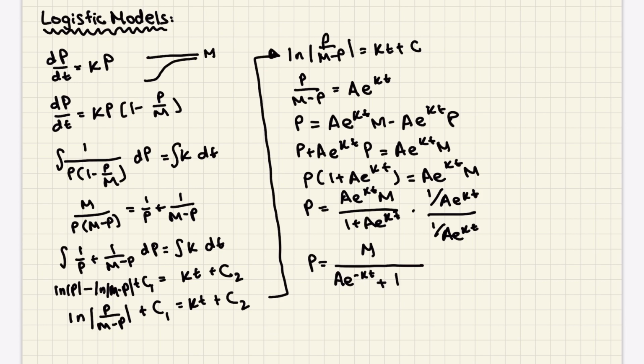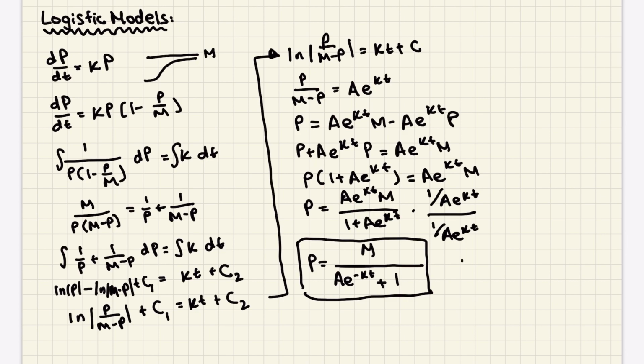And so that is going to be our equation. P equals m over a e to the power of negative kt plus 1, or you can switch the order in the denominator, whichever one you prefer. And that's going to be the equation. There's a few constants here, though. K was a constant from our original differential equation, as was m, so we don't need to worry about that. But a is something new.